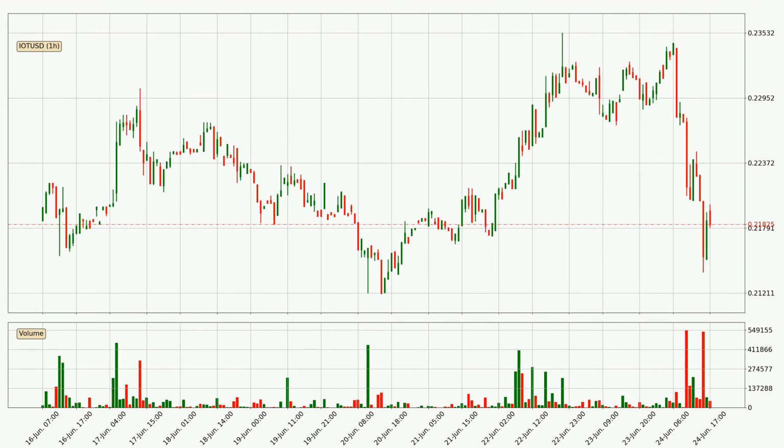Looking at the IOTA hourly time frame, the price moved quickly to the downside with around 5.3% in the last 24 hours, with a current price of 21.8 cents. We can see that the sellers are taking over because the volume was high, showing that this move was strong.